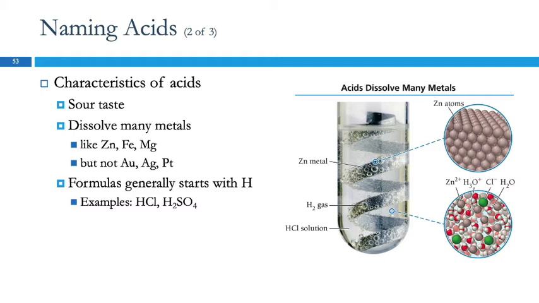Some characteristics of acids: they taste sour. So if you're into sour candy like Sour Patch Kids, that sour biting taste is from an acid on the outside of the candy. Acids can dissolve many metals like zinc and iron and magnesium, but there are other metals that they cannot dissolve. This is a picture of hydrochloric acid dissolving zinc metal. It causes the zinc atoms to become zinc ions, and it releases hydrogen gas. And their formulas generally start with H.